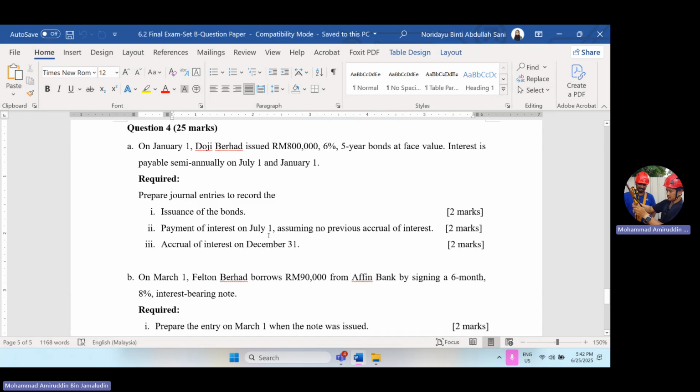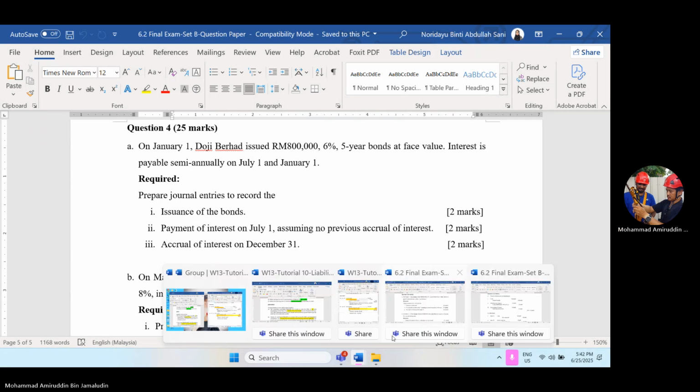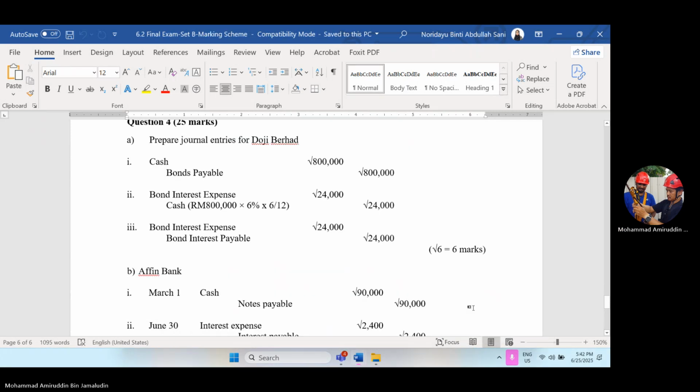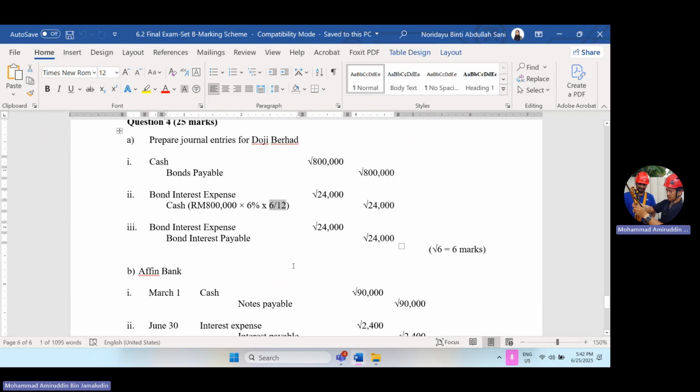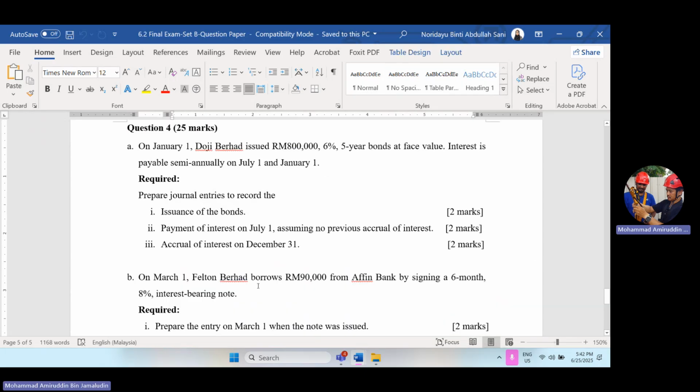Next, payment of interest on 1st July, assuming no previous accrual of interest. So you compute the interest. 800,000 multiply 6/12, multiply 6 months because 1st July, right? From 1st January until 1st July, how many months? 6 months. Very simple.